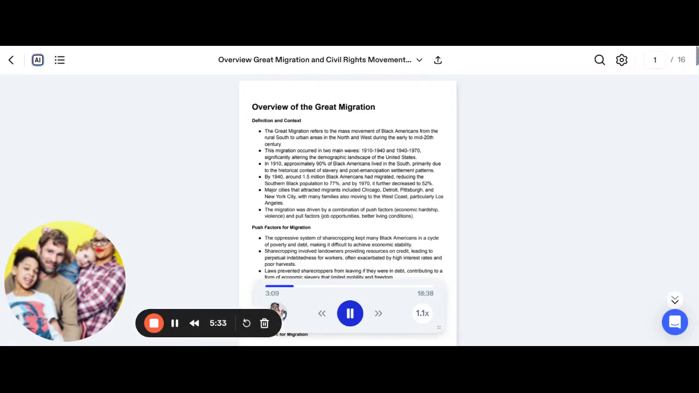The migration experience varied widely among individuals and families, influencing their social status and opportunities in different ways. Impact of Jim Crow and racial violence.